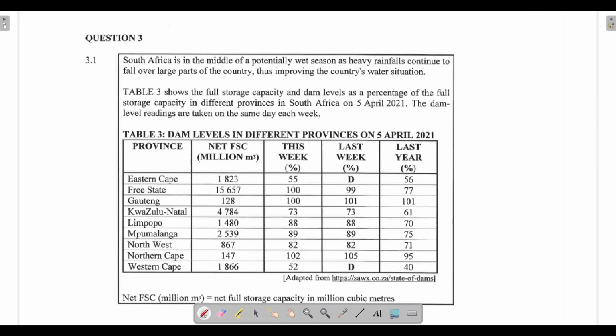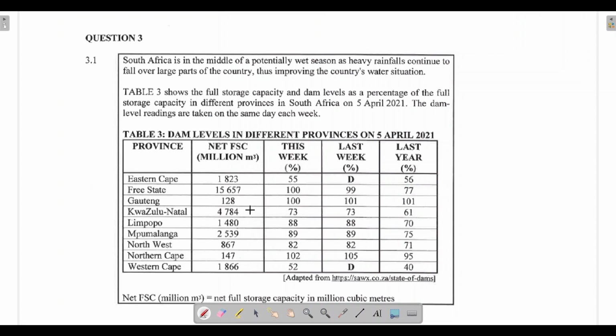And we were told that table 3 shows the full storage capacity and the dam levels as a percentage of the full storage capacity in different provinces in South Africa on the 5th of April 2021. The dam level readings are taken on the same day each week, right? So we've got table 3 here, and we are told that table 3 represents the dam levels in the different provinces on the 5th of April 2021. We're given the 9 provinces: Eastern Cape, Free State, Gauteng, KwaZulu-Natal, Limpopo, Mpumalanga, Northwest, Northern Cape, and the Western Cape. And we are given the net full storage capacity in million cubic meters for these provinces.